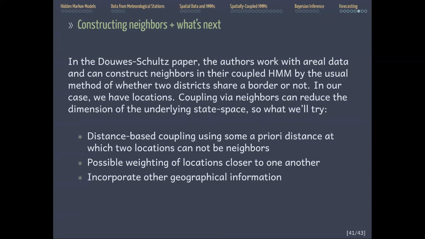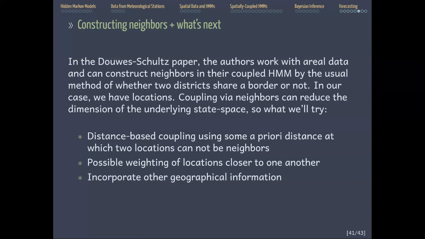Coupling neighbors in a coupled hidden Markov model does reduce the dimension of the underlying state space, because generally in coupled hidden Markov models, you assume that at time t, the state depends on everything that occurred at time t-1 at all of the possible locations and interactions. So in the spatial context, this provides a wealth of information. One thing to do is this sort of distance-based coupling, maybe using some a priori distance at which two locations cannot be neighbors. After a certain distance, you say it's effectively zero.